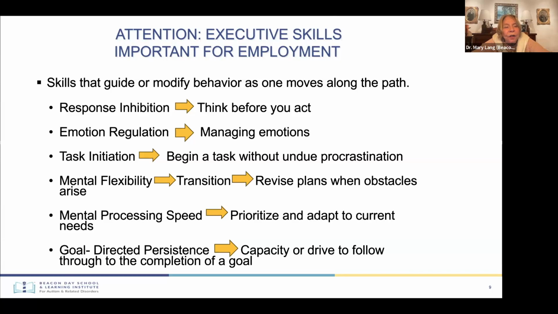Task initiation is how, I'm not going to procrastinate on this paper that is due, or this assignment, or what my task is in my job. You want to get on it and complete it within the rules and regulations of your organization and company. And it's not only what is within your company, it's laws.